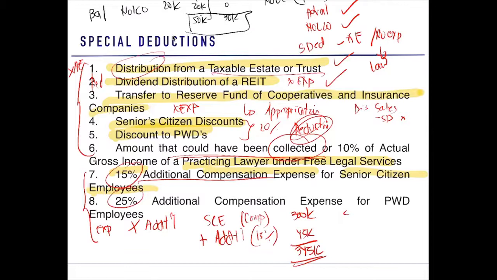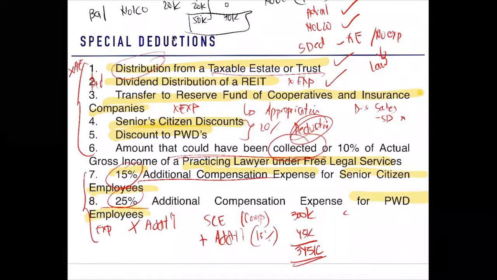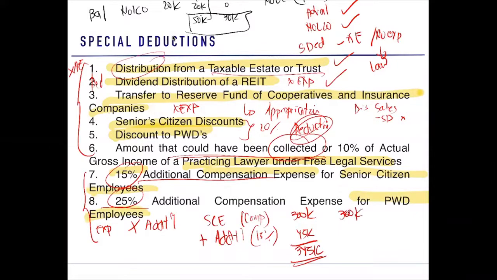Dito naman sa number 8, 25% additional compensation for PWD employees. So assuming PWD yung mga yan, 300,000. You add additional deduction of 25%. So 300,000 times 25%, we have 75,000. Total of 375,000. So additional deduction siya. Aside from the expense, you will add additional deduction.